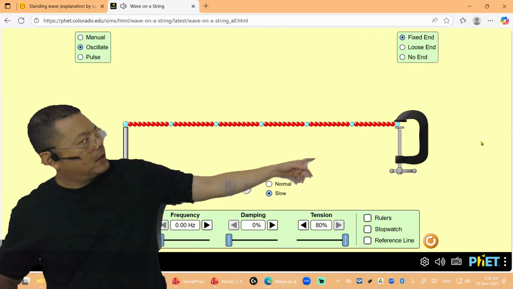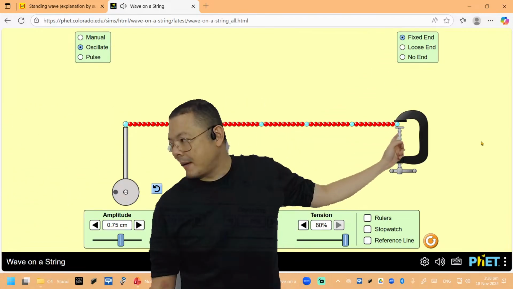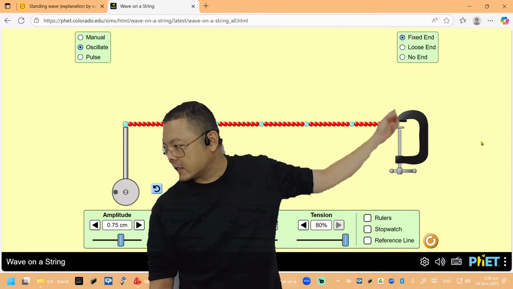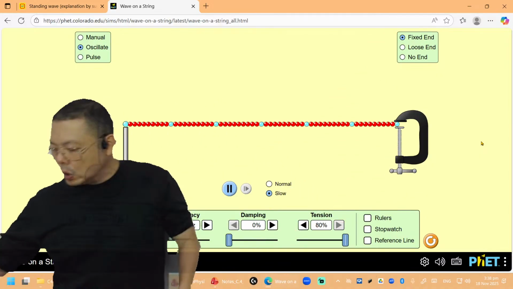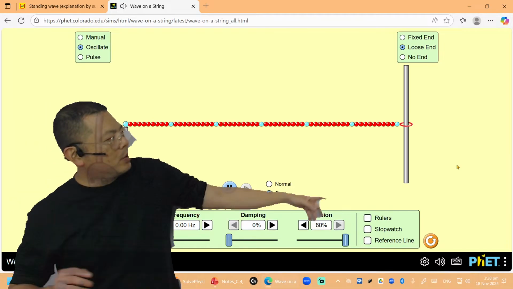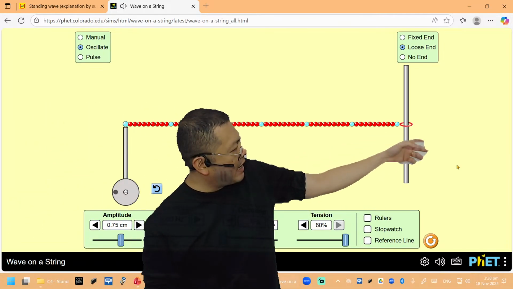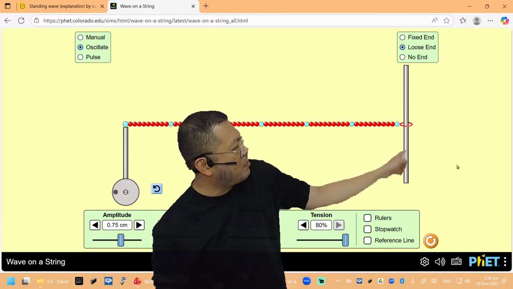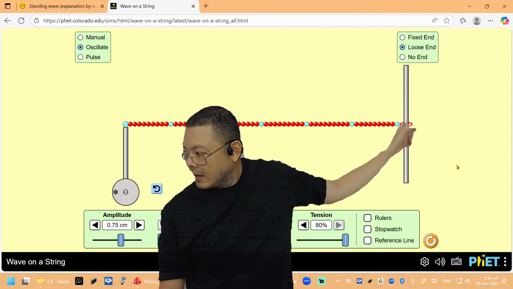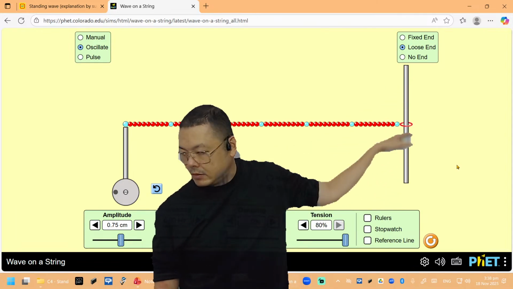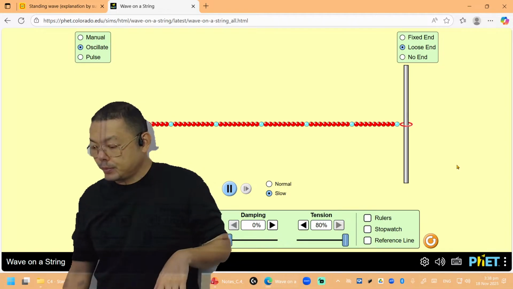So a fixed end is when you G-clamp it, so you don't allow it to move. That's called a fixed end. A loose end is when you attach the end of the string to a ring and you let it move up and down the retort stand rod, like this. That means this thing can move up and down. That's the difference between the two, okay?